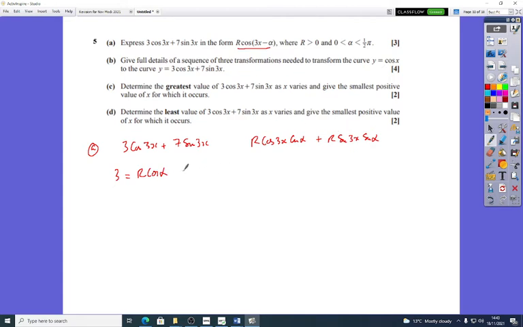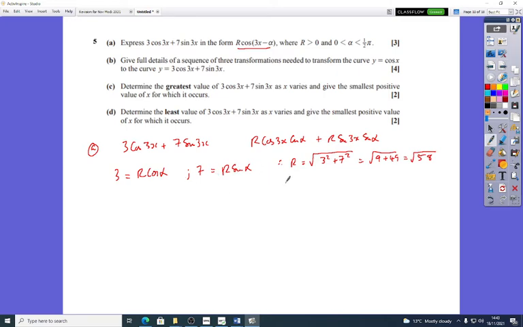And 7 will equal r sin alpha. So straight away, r would equal the square root of 3 squared plus 7 squared, which is the square root of 9 plus 49, which equals root 58.